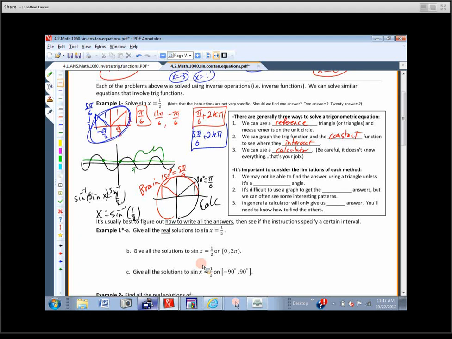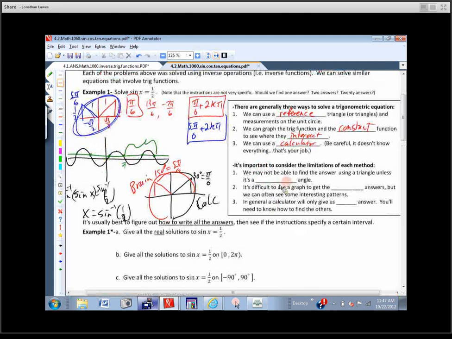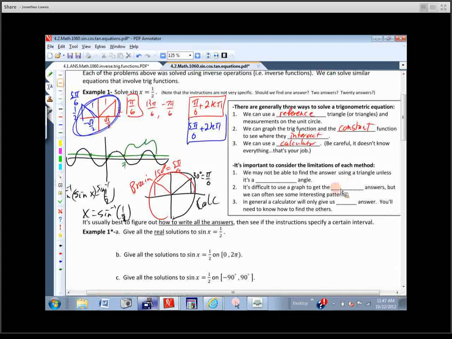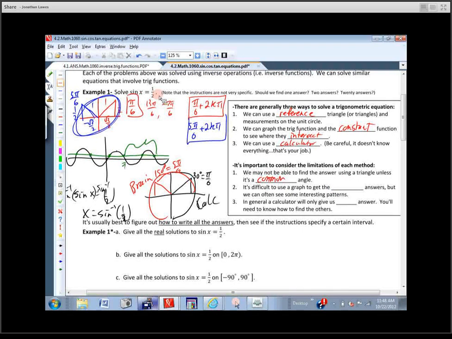Kind of a long problem. We looked at it in 3 different ways. We ought to talk about the shortfalls or the limitations of each one of those techniques. So the first one is this. You may not be able to find the answer using triangles unless it's a common angle. Now this one was. The ratio is 1/2. We see that ratio all the time. It's stuff that we memorized from chapter 1. If the ratio had been 3/4, you wouldn't have been able to figure out exactly what it was, no matter how nice your picture was. You'd have to use a calculator or some other technique.